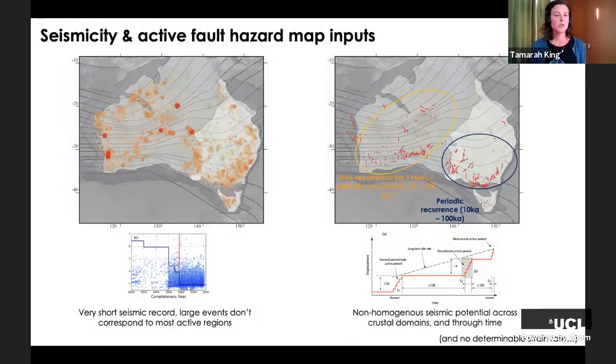So we have this problem in Australia that we have a very short seismic record. We have the biggest earthquakes occurring away from the most active faults, which doesn't make much sense or is kind of unusual or annoying. And we also have non-homogeneous fault activity. So in the older part of Australia, we have faults that might not have prior earthquakes on them, and some that do, but with very long recurrence intervals. And in the east, we have faults that are hosting earthquakes, but they're doing them in these active and non-active periods, which are hard to predict or forecast.